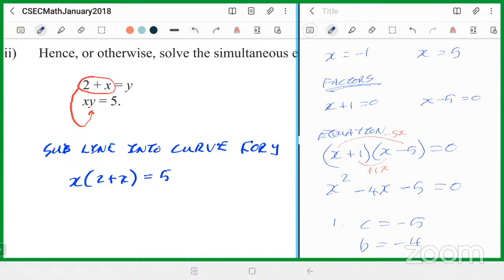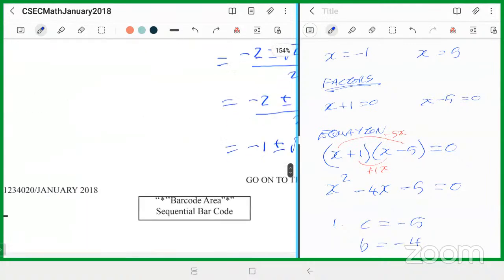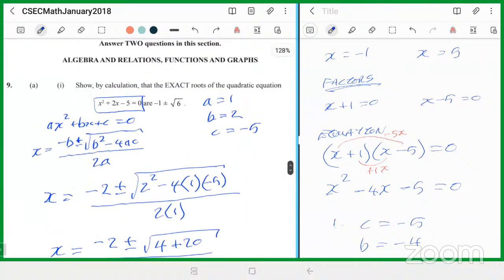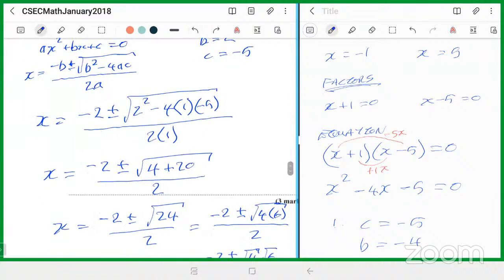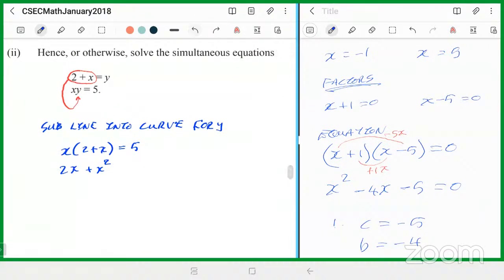We expand this now. We're going to get x times 2 is 2x, x times x is x squared, and then this is 5. Oh, that's the same equation we had up here. See that? x squared plus 2x minus 5. So if I transpose this 5 over this side, I get minus 5 equals 0. So writing it in standard form becomes x squared plus 2x minus 5 equals 0.